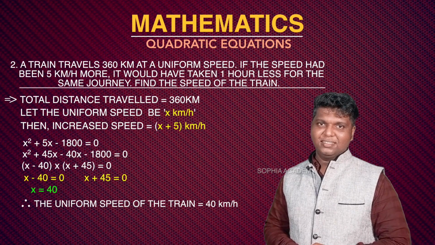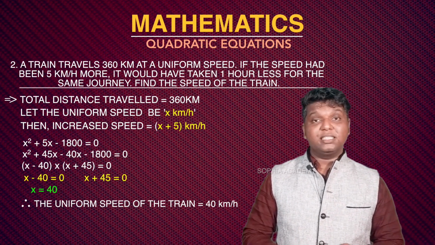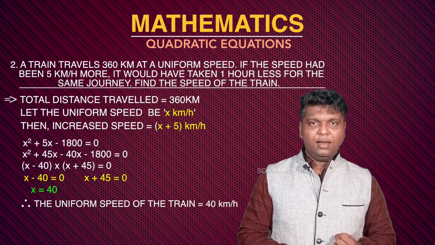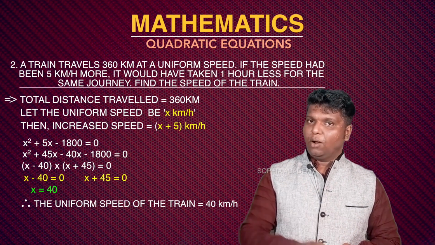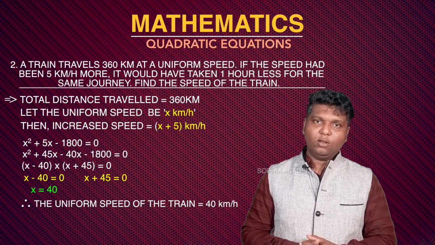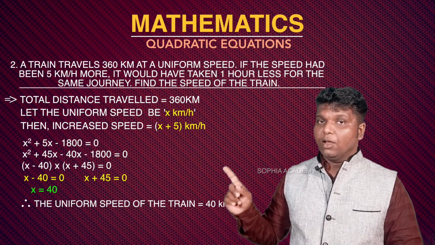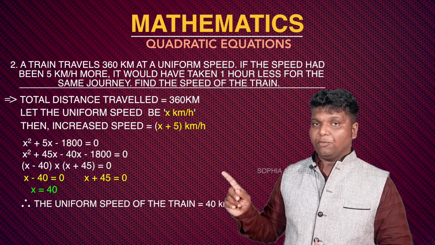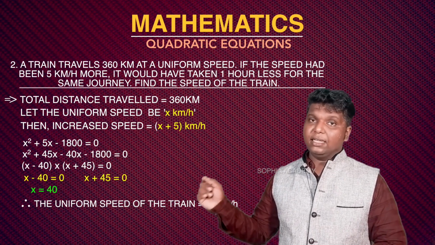Hope you understood. That's it for the day. So today we studied two things. One is completing the square, and the second one, solving a quadratic equation by using the quadratic formula. So by using the quadratic formula also you can solve this one. How to use the quadratic formula? What was the equation here? The equation was x square plus 5x minus 1800 is equal to 0.